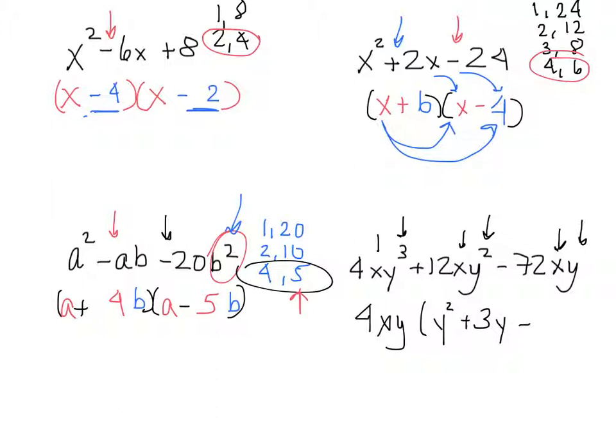minus 18. So we leave this GCF. That doesn't get touched again, but we recognize that we have a trinomial now. So I separate this into my 2 binomials, and I think about my factors of 18. 1 and 18, 2 and 9, or 3 and 6. Which one of those options is going to get us a 3?